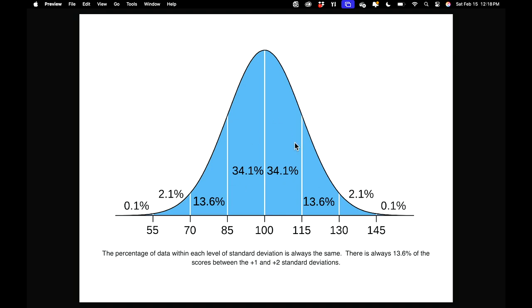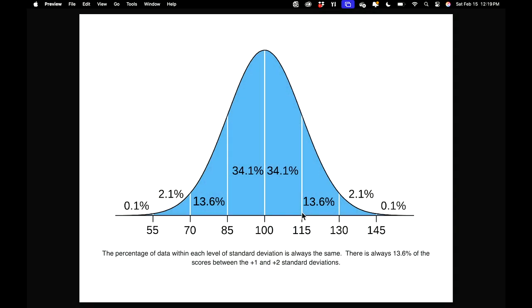34.1% of all the data lies between the mean, and a +1 standard deviation. That's a rule. That's always. And look at it, a normal curve, we know that 34.1% of all the scores lies between the mean and the first standard deviation. If you look back at this, we'd say, well, how many scores lie between the mean and the second deviation?